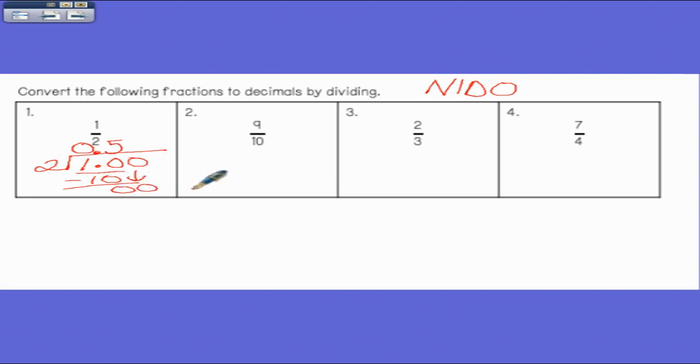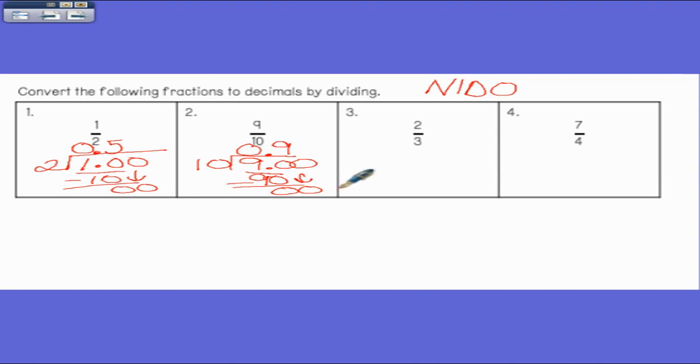I am done. Number 2, we're going to do the same way. Numerator goes in the house, add a decimal and 2 zeros. The denominator goes outside the house. Does 10 go into 9? The answer is no. Does 10 go into 90? Yes. How many times? 10 times what is 90? The answer is 9. Subtract, bring down, we have no remainder, we're finished.